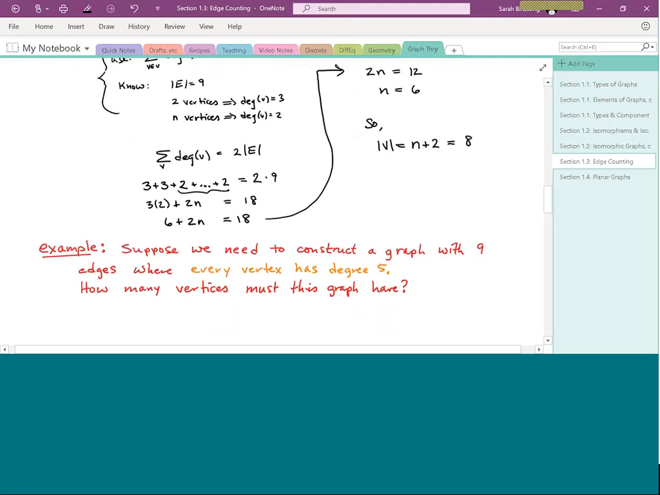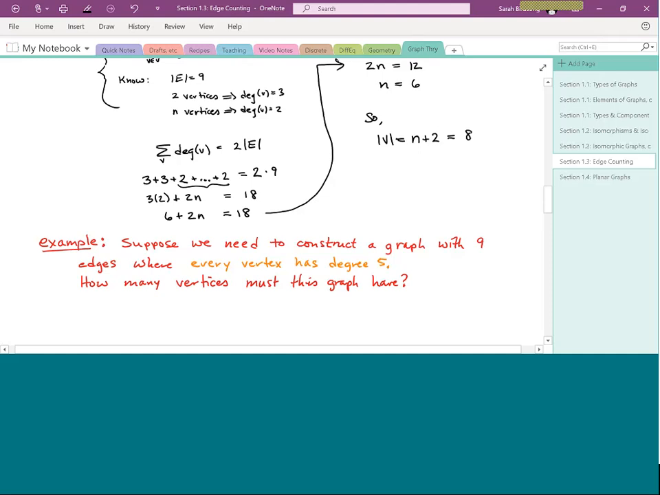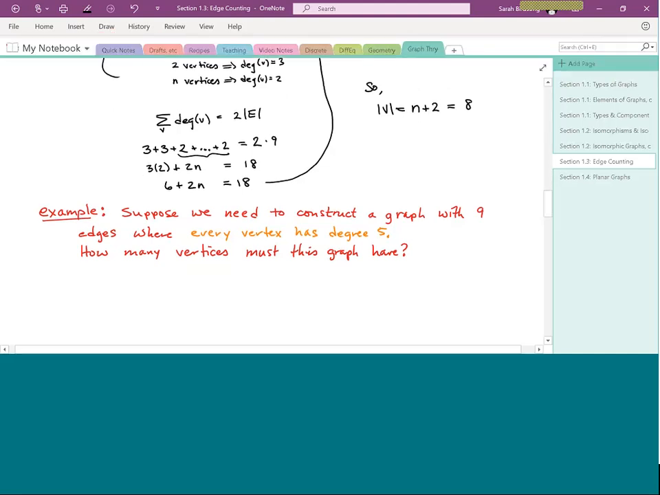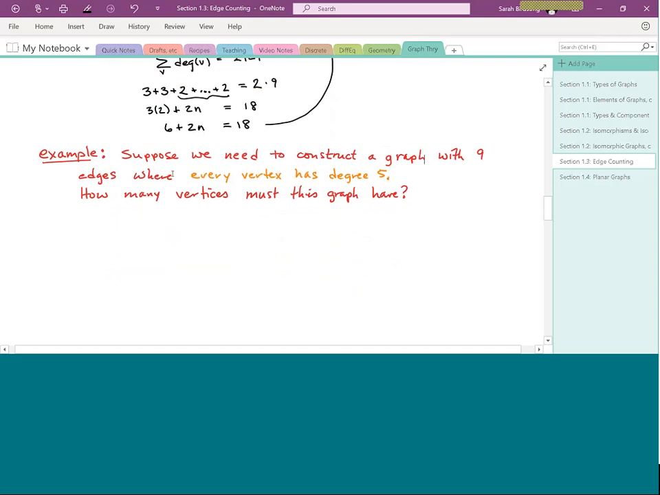So in this situation, instead of having degree 3 or degree 2 or a combination thereof, we want every single one of these vertices to have degree 5. Now, when we're going about trying to find the total number of vertices that would have to be in this graph, any guesses about procedure? Would we change the procedure, how we find the number of vertices? Or in other words, what should we do?